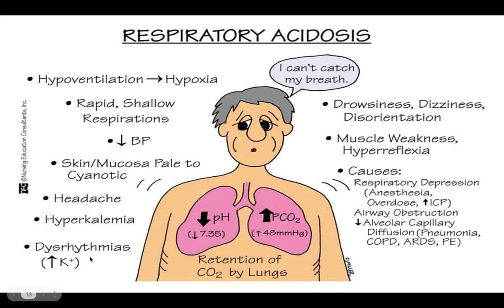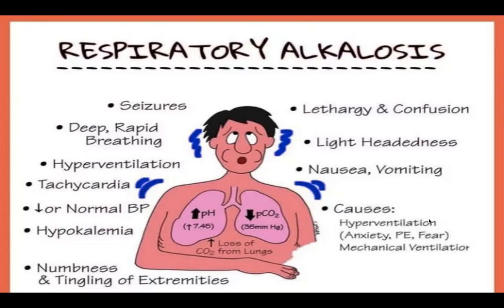High potassium can cause dysrhythmias. They'll be drowsy, dizzy, a little disoriented, with muscle weakness and hyperreflexia. Some of the causes are respiratory depression, anesthesia, overdose, increase in intracranial pressure (ICP), airway obstructions, and alveolar capillary diffusion problems like pneumonia, COPD, RDS, PE, and so on.